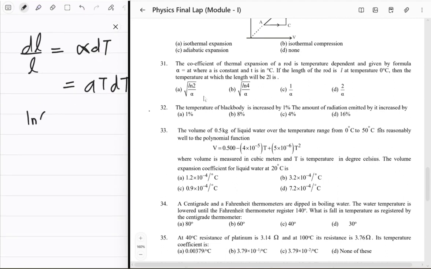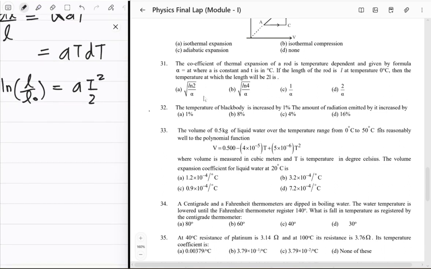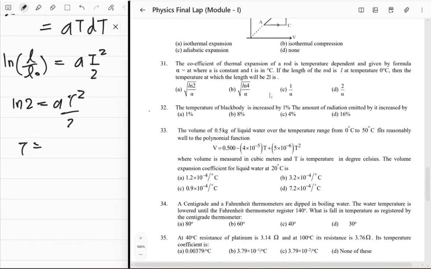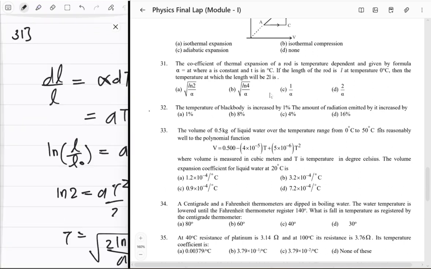So you get natural log of L upon L naught equal to the integral of A T dT, so A T squared upon 2, right? And L naught is the length at 0 degrees Celsius, which is L. Then, when the length becomes 2L, put 2 L naught here. So natural log of 2 is equal to A T squared upon 2. What does that mean? T is equal to square root of 2 natural log of 2 upon A, or you can say square root of natural log 4 upon A, right? Which is option B. Next question.